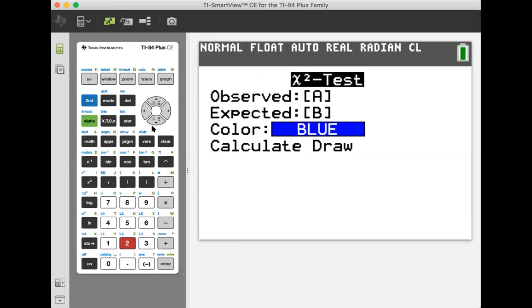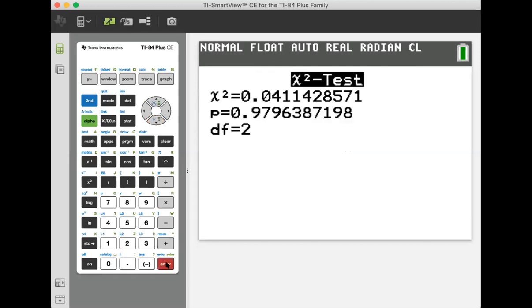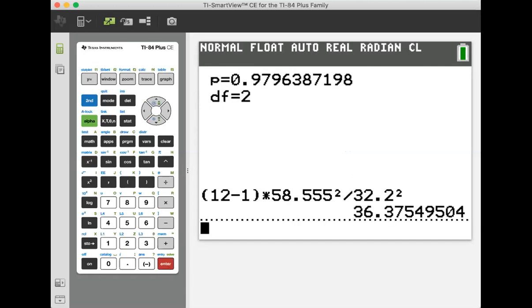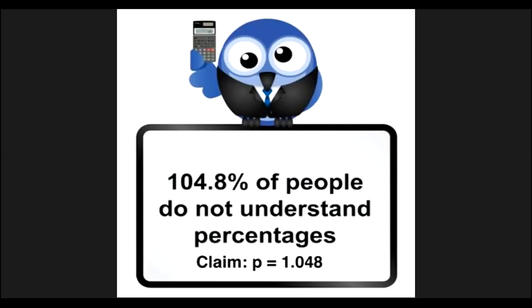and enter. And then now we're going to go down to calculate. And there's our test statistic, 0.041 to 3 decimal places, and 0.9796 is the p-value to 4 decimal places. So let's go back and make sure that that is our value in the document.